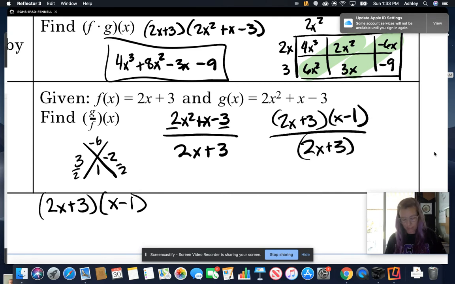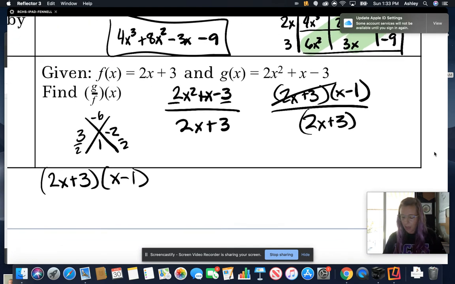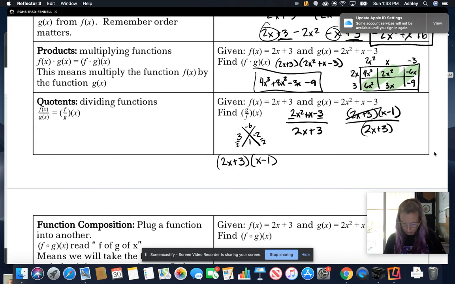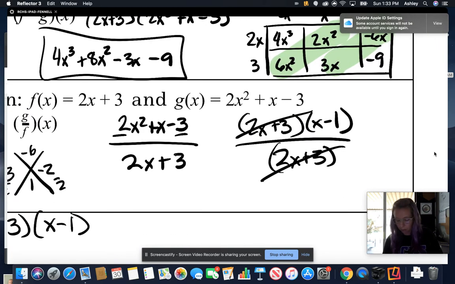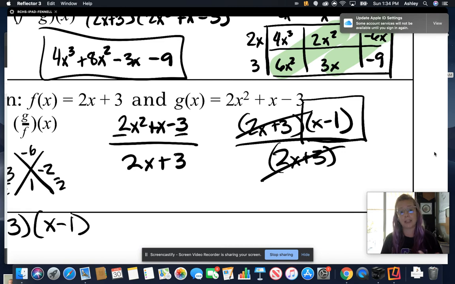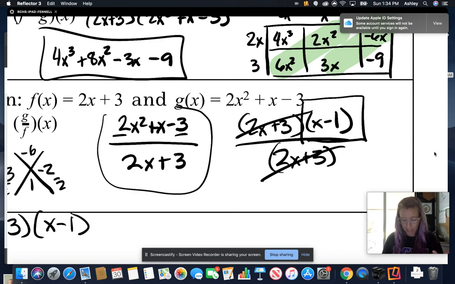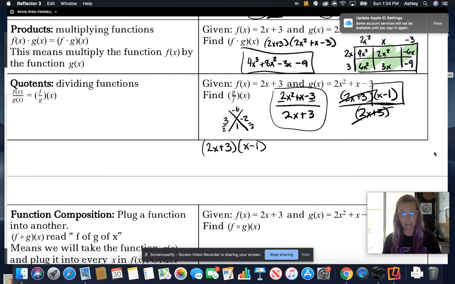Well, that's highly convenient because I have a 2x plus 3 on the top and a 2x plus 3 on the bottom, and they cancel each other out, leaving me simply with x minus 1, and that's how that's going to simplify. So be careful with function division. If you couldn't factor anything out, if you couldn't simplify any further, it could have been left like this, but because we can factor it and things will cancel out, we need to simplify. So watch out for that, just like you would with normal fractions when you're simplifying fractions.